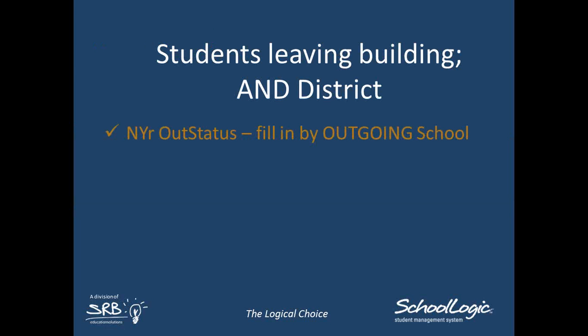Which brings us to our final type. Remember, we had 3 types of students. Here's my final type. Students who are leaving my building and leaving my district. This is absolutely the smallest number of students I have in my 3 types. I have continuing students, I have kids who are leaving my building but staying within my district, and then I have this third and final group, kids who are leaving my building and leaving the district. I'm the high school operator. I'm the only one that's going to have this, right? I will give those kids an NYR out status. I am the outgoing school. I'm the high school.